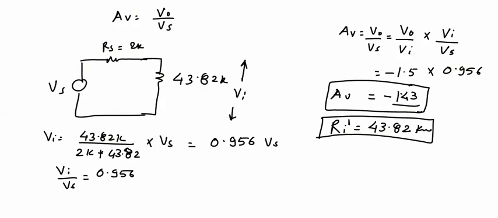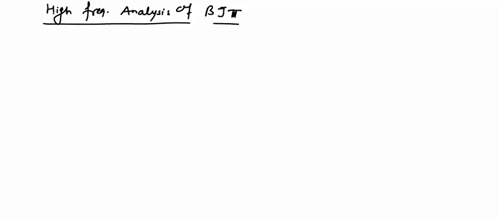Now next we'll see high frequency analysis of BJT. Now in BJTs there are two junctions, one between base and collector, one between base and emitter.